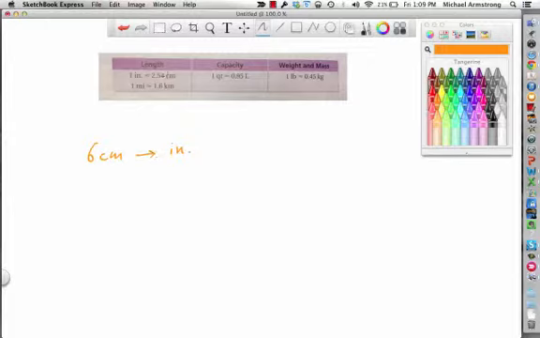We're going to look up here, and we're going to notice that 1 inch is about 2.54 centimeters. 1 inch is approximately 2.54 centimeters. That means it takes 2.5, almost 3 centimeters to make 1 inch. And I have 6 centimeters. I want to know how many inches that is. So I just start with 6 centimeters again, and I multiply by 1. Just like I keep telling you, we're multiplying by 1. And this is our 1.